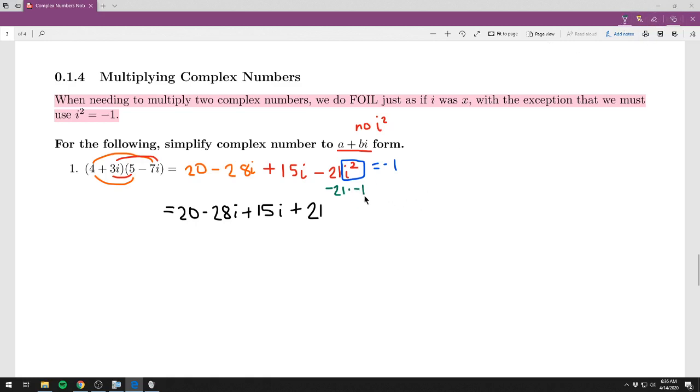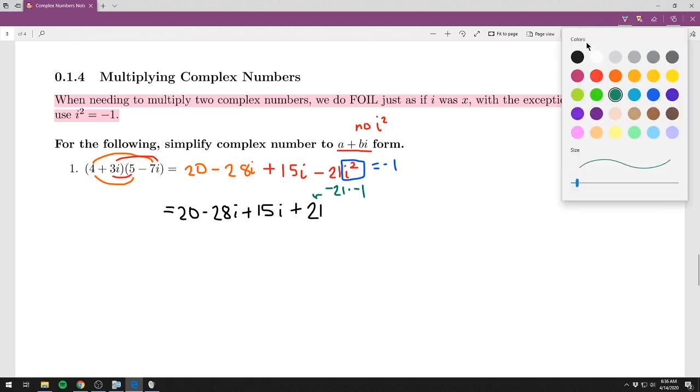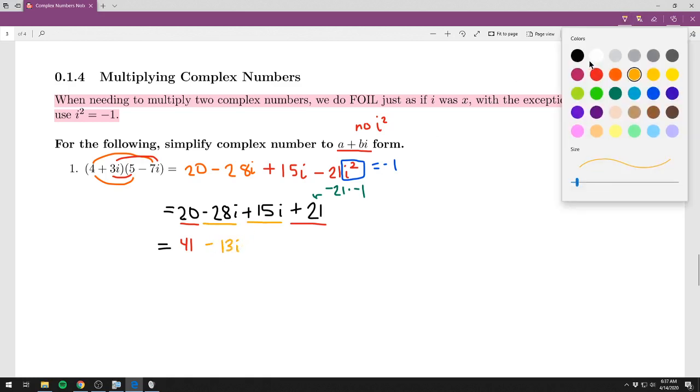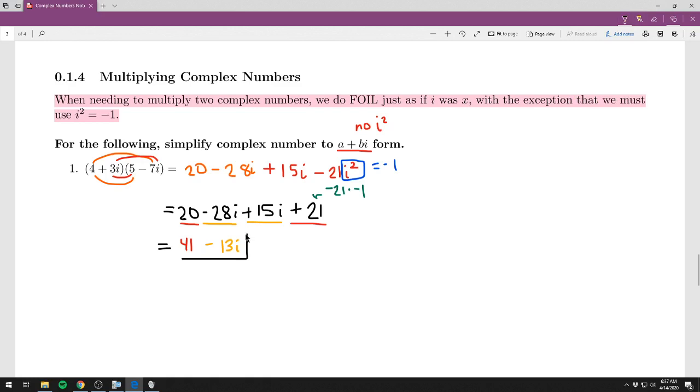Negative 21 times negative 1 changes the sign to a plus 21. Right. Now once you're here, you can combine your like terms. 20 plus 21 is 41. And negative 28i plus 15i is negative 13i. That would be our final answer.